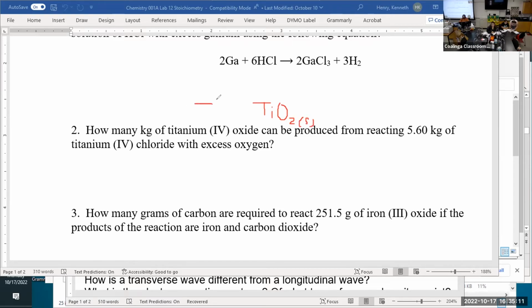Okay. And then they also tell us that we have titanium chloride. So what would be the chemical formula for titanium chloride? TiCl4. And then it's going to react with an excess amount of oxygen. What is the chemical formula for oxygen? O2.